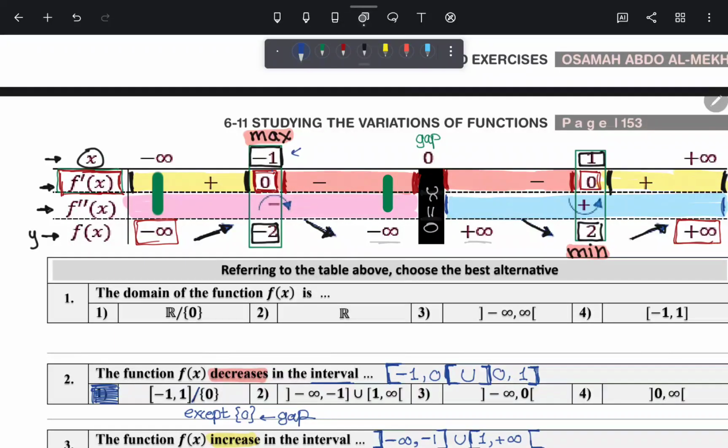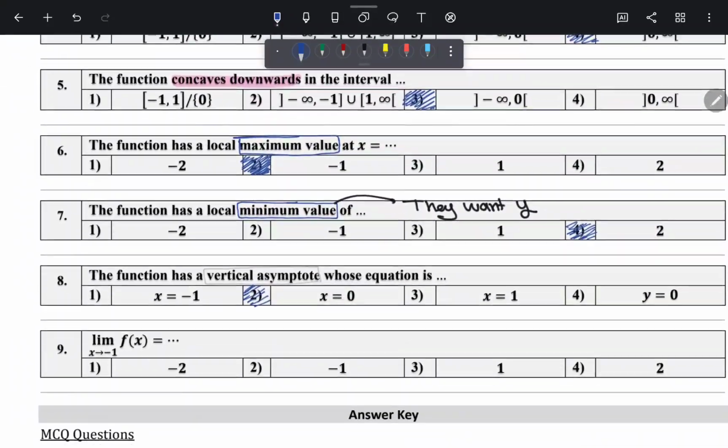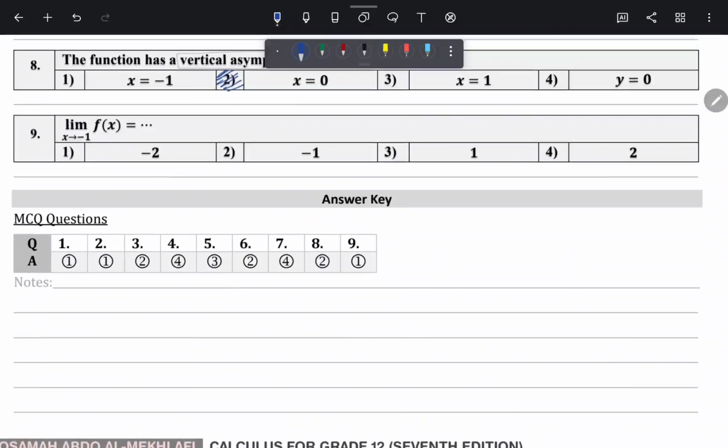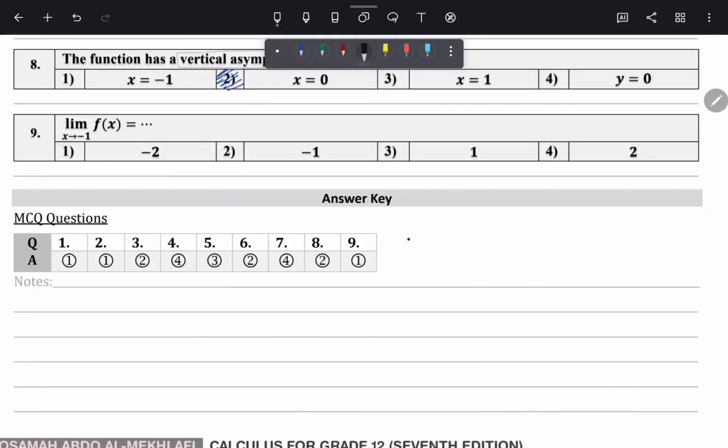This is the first infinite branch, this is the second, this is the third, and here we have the fourth infinite branch. So how many infinite branches do we have? We have 4 infinite branches. I think it did not ask about the infinite branches, so let's just write it as a note. So here, note: f of x has 4 infinite branches. Okay.